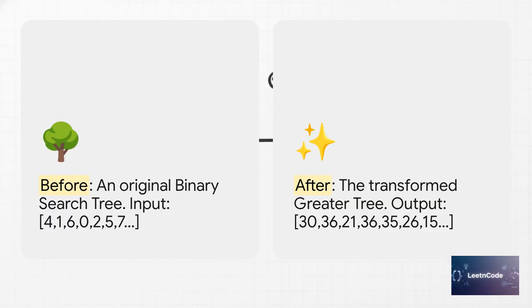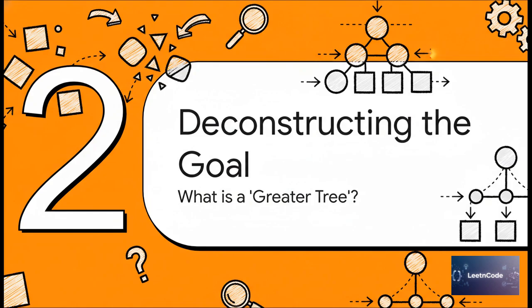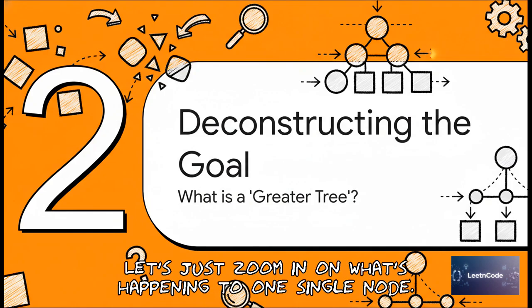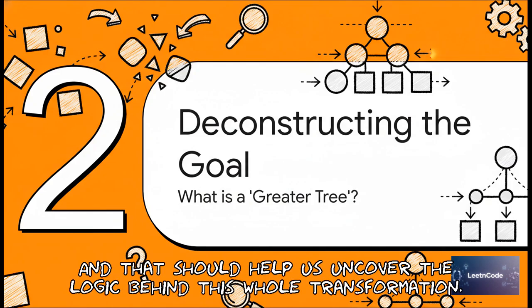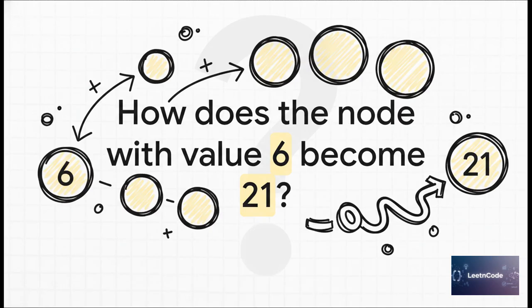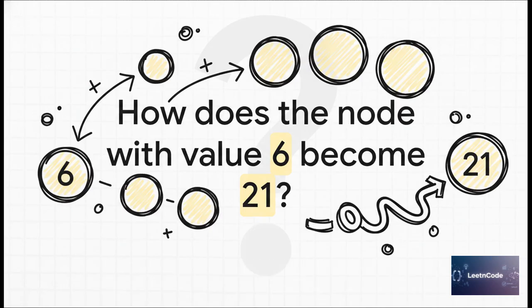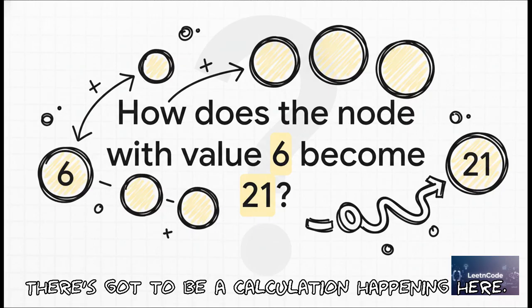To figure out that rule, we really need to deconstruct the goal. Let's just zoom in on what's happening to one single node, and that should help us uncover the logic behind this whole transformation. Let's pick one and see if we can reverse engineer this. How in the world does the node with the value 6 end up becoming 21? There's got to be a calculation happening here.